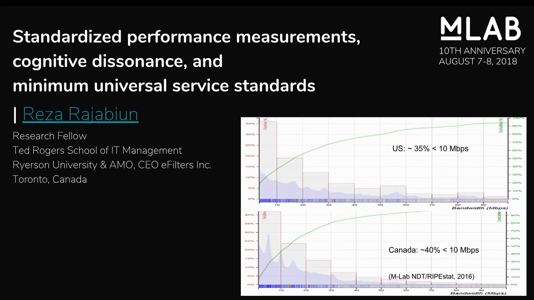As you see, there are these little bumps. Okay, you see, this is the Canadian case. We have a bunch of bumps here around 5, 10, 15. But we don't have this in the US. A few years before, you had it in the US. And the reason for this is that the US carriers stopped speed tiering around 2011, 2012, but the Canadians didn't.